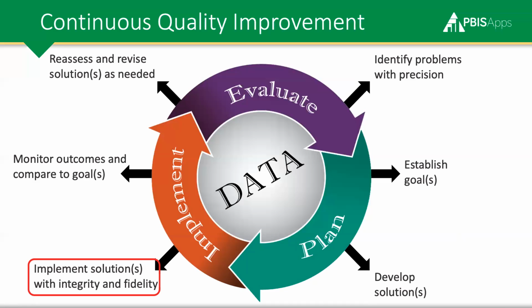Basically, when you hear the word implementing with fidelity, it's just, are the adults doing what they said they were going to do? That's all a fidelity measure is: are we doing what we said we would do? So we need to implement this with fidelity. If we develop a great action plan as a team and it's not implemented with fidelity, when we look at our data a month from now, nothing's going to change.